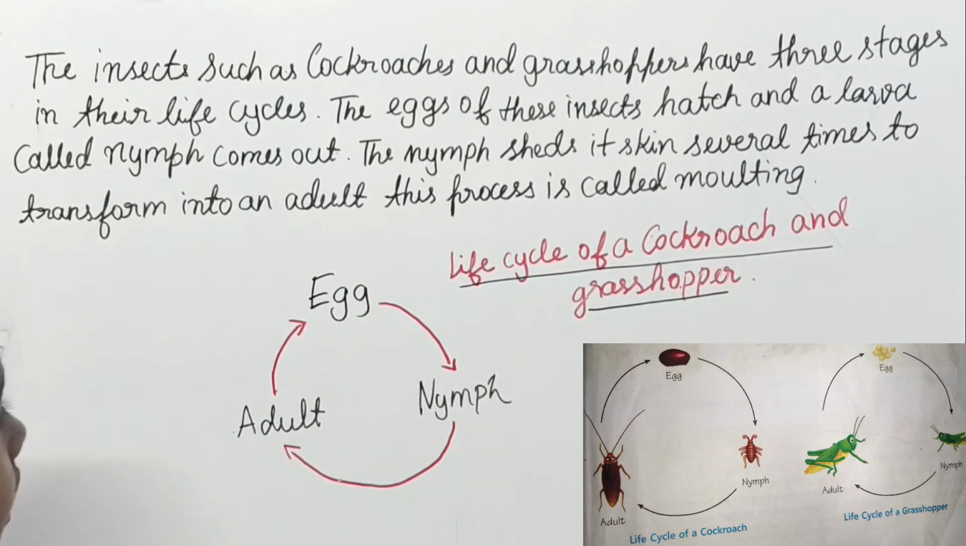ठीक है. The nymph sheds its skin several times to transform into an adult. जो nymph होते हैं कॉकरोच और ग्रासहॉपर के, वो अपनी स्किन को several times शेड करते हैं. ठीक है, क्यों? उन्हें adult बनने के लिए. सो ये प्रोसेस जहाँ nymph अपनी स्किन शेड करते हैं, इस प्रोसेस को बोलते हैं मोल्टिंग. ठीक है, सो ये है लाइफ साइकिल ऑफ कॉकरोच एंड ग्रासहॉपर.